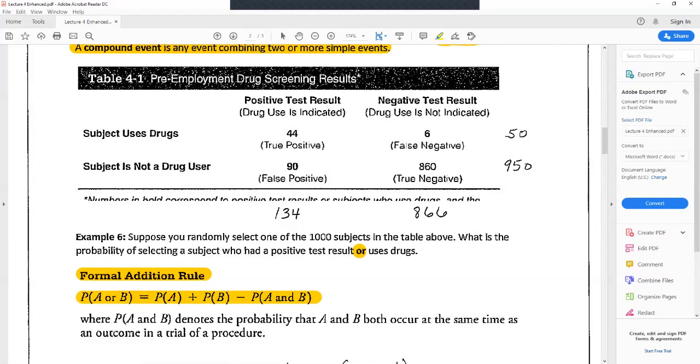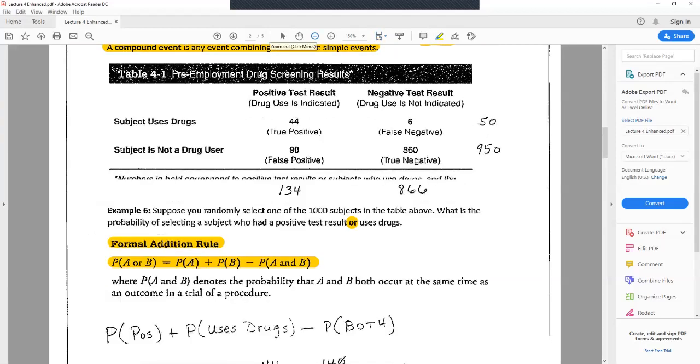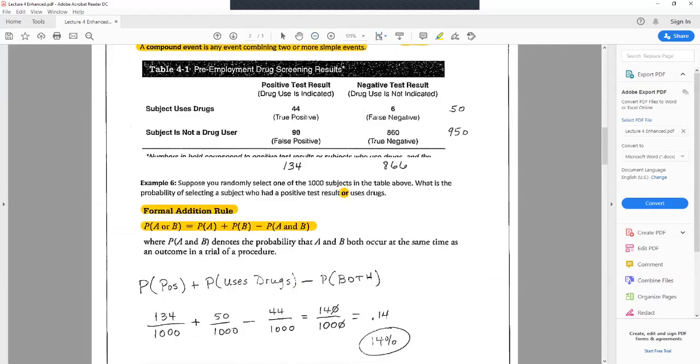So let me see if I can shrink the size here and hopefully get all of this on one. Okay, there we go.